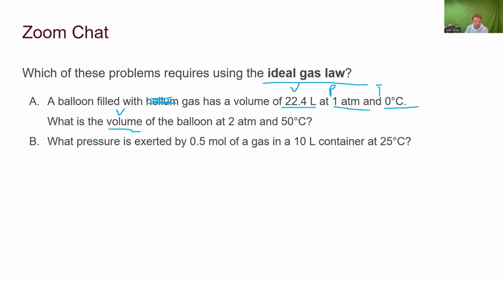So then if we look at B, what pressure, so P is what I'm asking, is exerted by 0.5 moles of a gas in a 10-liter container at 25 degrees Celsius. Okay, so we've got 0.5 moles, so that's our N, V, T. So P, V, N, and T. So pressure is unknown. Everyone's chimed in with B is the correct answer, and you're absolutely spot on.